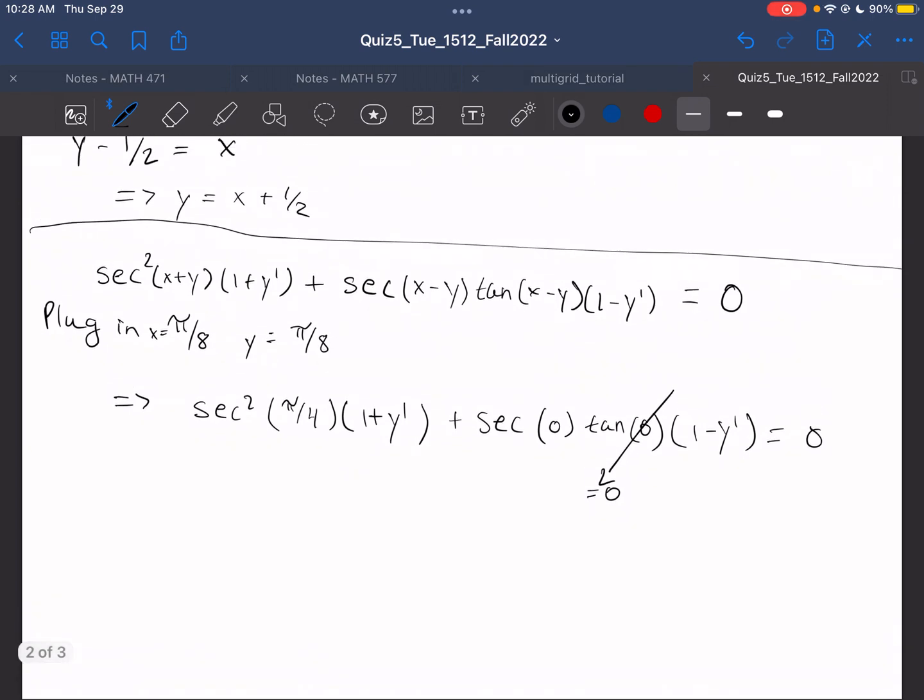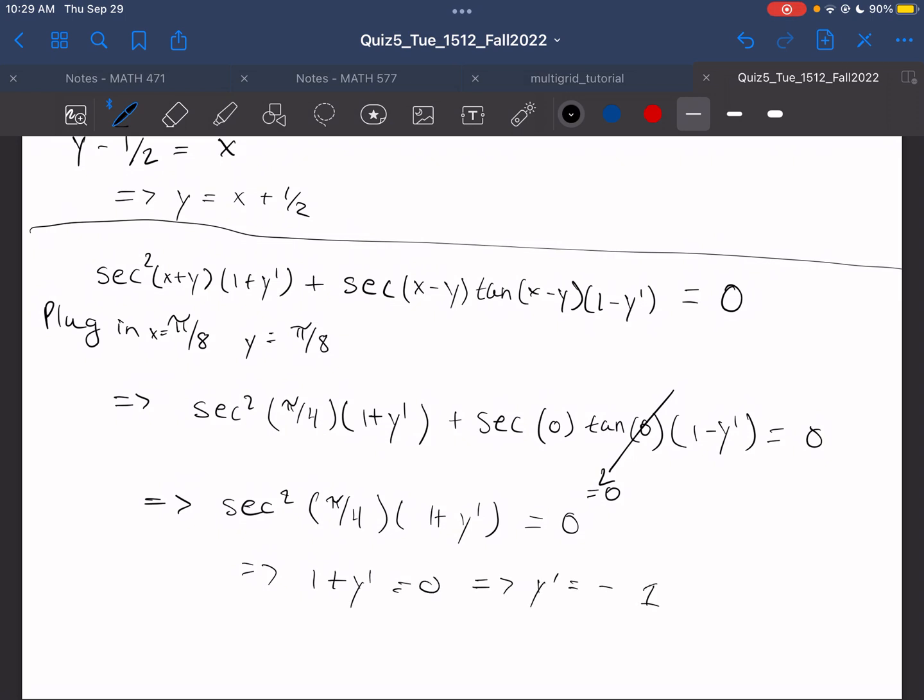Then we're left with secant squared of pi over 4 times 1 plus y prime equals 0. So we could divide both sides by secant squared of pi over 4. And we can only do that if it's not 0. Well, secant is 1 over cosine. Cosine of pi over 4 is square root of 2 over 2, so it's not 0, so we can do that. So then we divide both sides by secant squared of pi over 4 to get 1 plus y prime equals 0, and y prime equals negative 1. And that's the answer for the Thursday quiz.